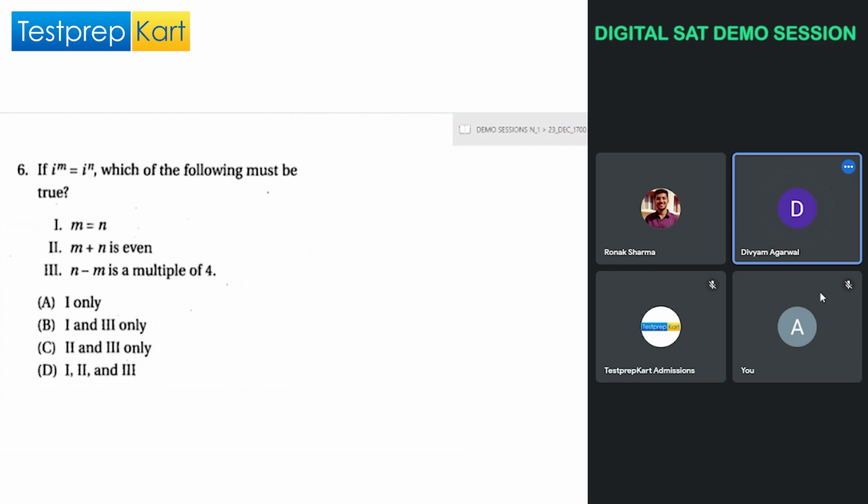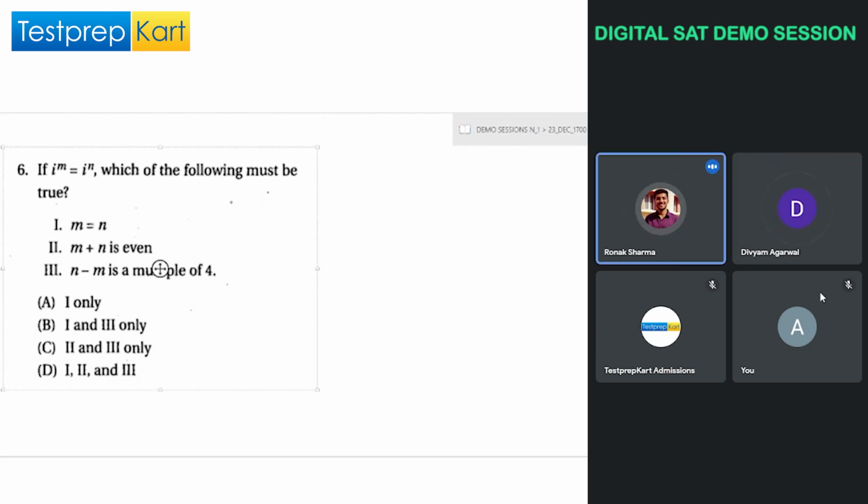C. C means second and third only. Why? The first cannot be true because it says must be, so it's not always that M and N have to be equal, because a lot of values, say just four values, are repeating. So it can be any four values.